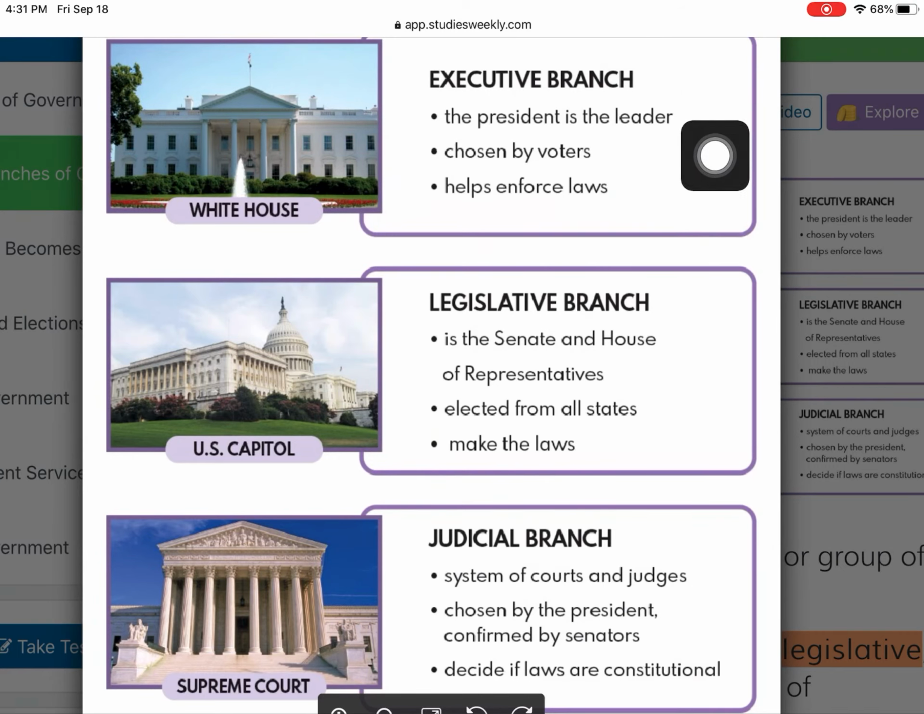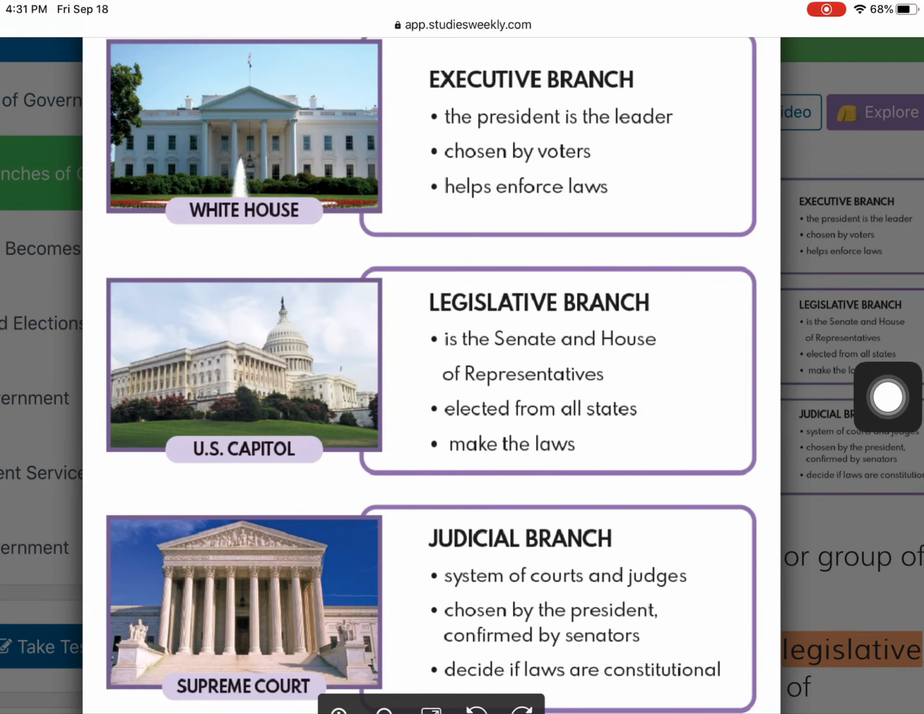So we can look at this one here. Our president is the head or the main person of our executive branch. That is why there's a picture of the White House here, because who lives in the White House? Good, the president. Scrolling down here, we have the legislative branch. This is the Senate and House of Representatives. Selected from all states, they make the laws.